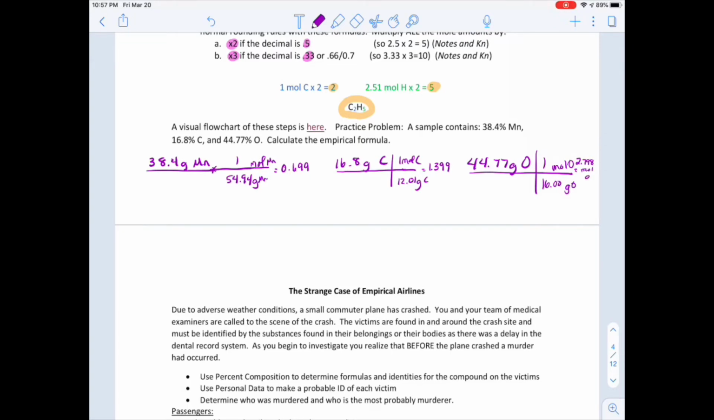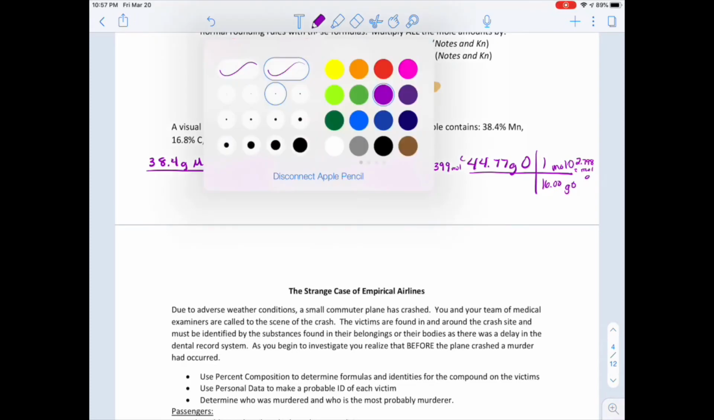So that's my moles of oxygen. This is moles of carbon. And then this is my moles of manganese. So if you can't remember what to do now, you can always try to do the formula at any point, and then it'll tell you if you're good to go or not. If we try to do that, you can see right away that we've got all kinds of craziness going on because I've got tons of decimals.